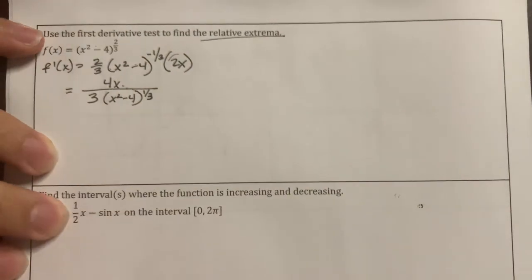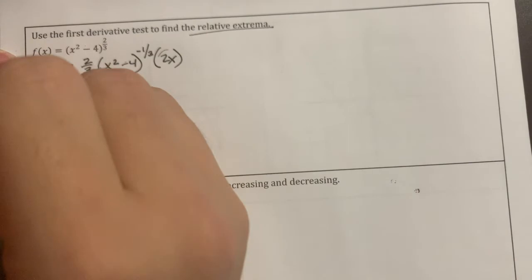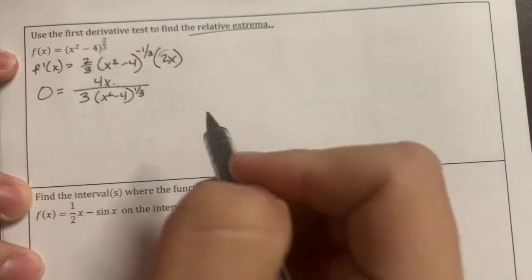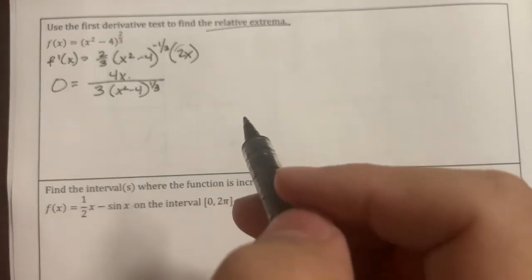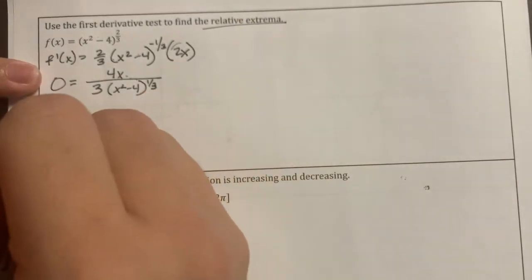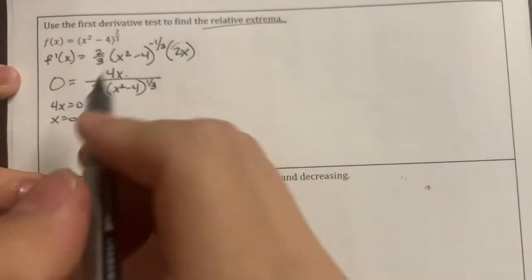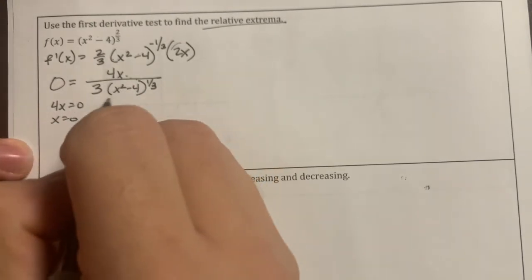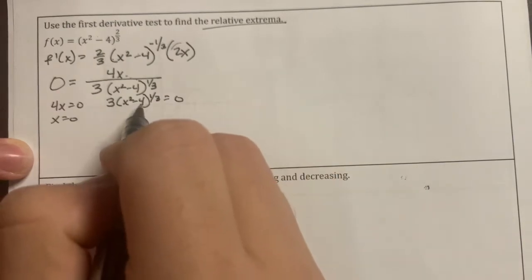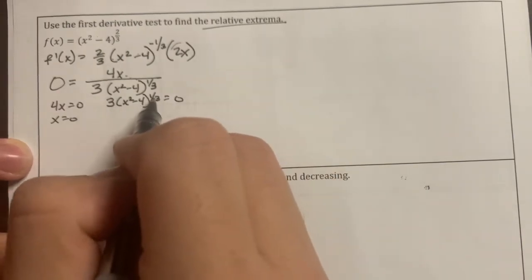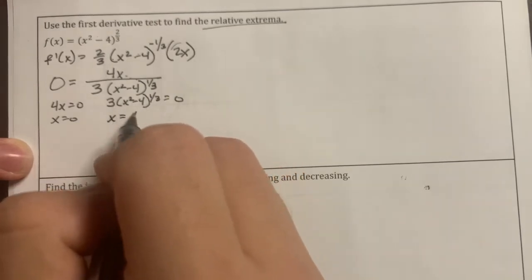That's a 3. All right, so now to find the critical points, I get my first derivative and set it equal to 0. So what I can do is set the numerator and denominator equal to 0. If I set my numerator equal to 0, I get x is equal to 0. That one was pretty simple. And then for the denominator equal to 0, I have 3 times x squared minus 4 to the 1/3 is equal to 0. Essentially, I can divide by 3, then cube both sides, and I'm left with x squared minus 4 is equal to 0. So pretty much x is equal to plus or minus 2 here.